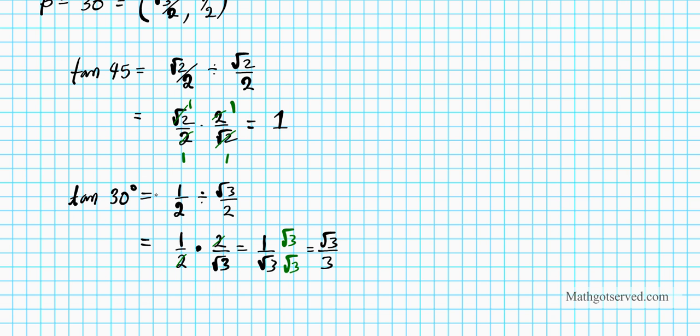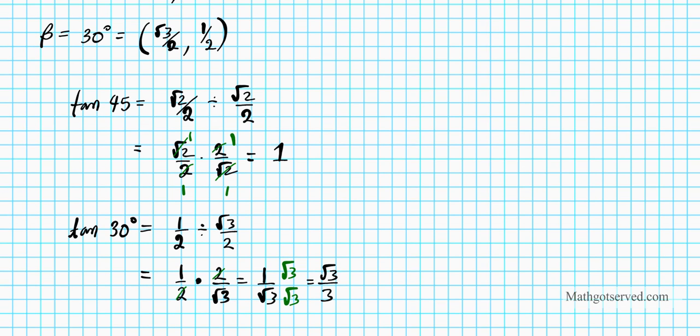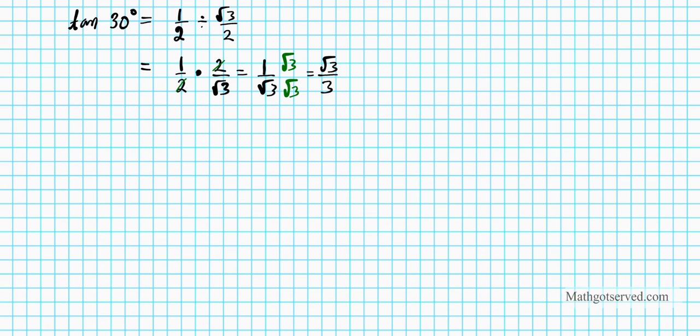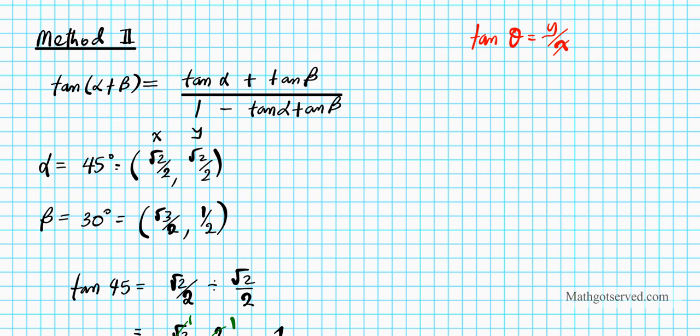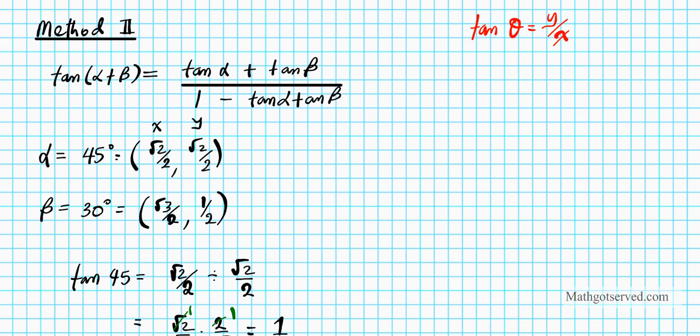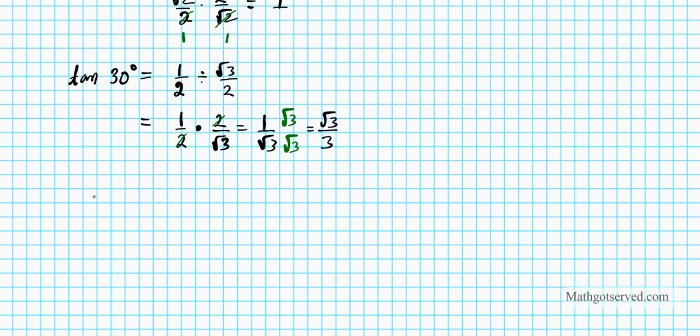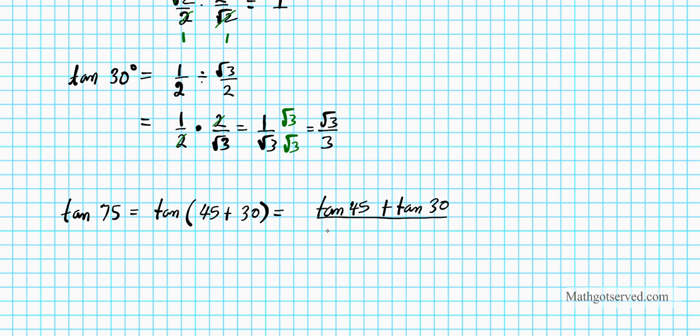Okay, so we know what tan 30 degrees and tan 45 degrees are, so we're going to use them in our formula. Applying alpha and beta in this formula right here, we're going to have the following expression: tan 75 degrees equals tan of 45 plus 30. Now applying the sum identity for tan, we'll have tan 45 plus tan 30 over 1 minus tan 45 tan 30.